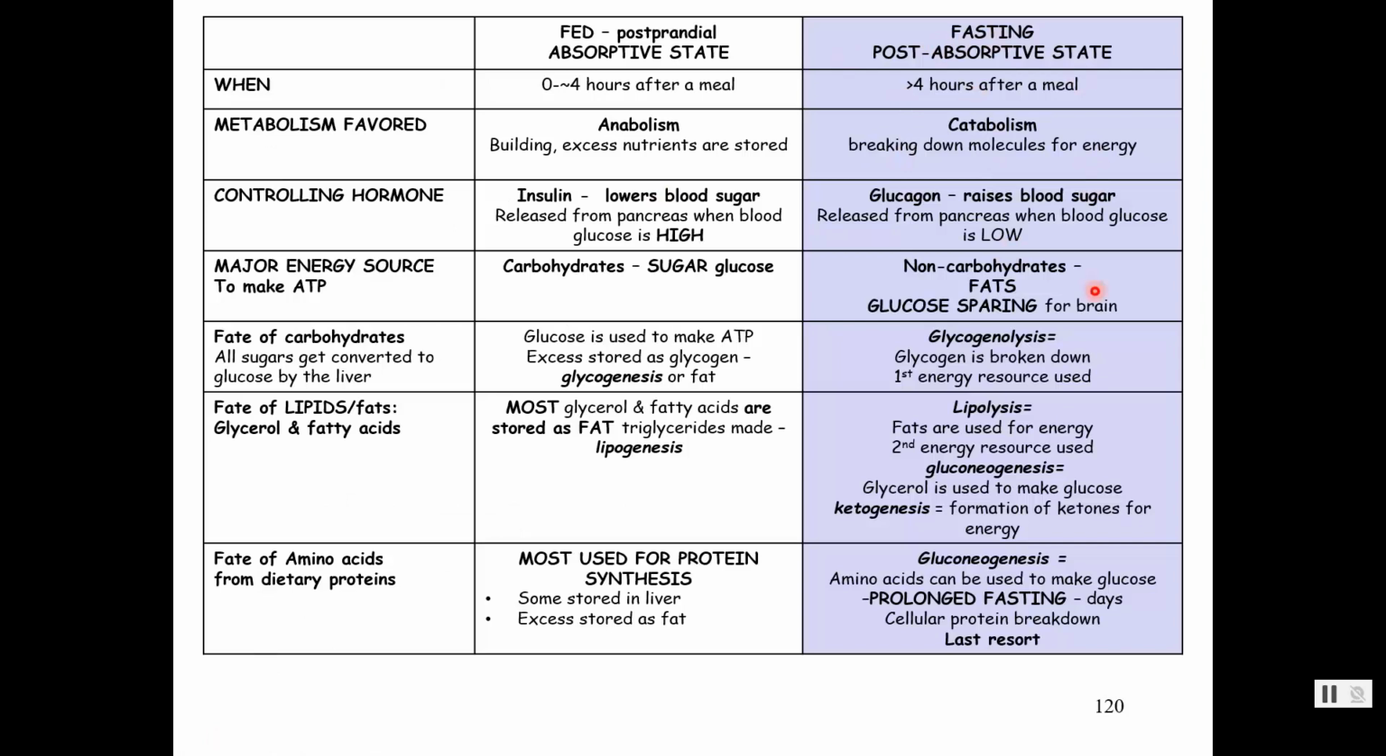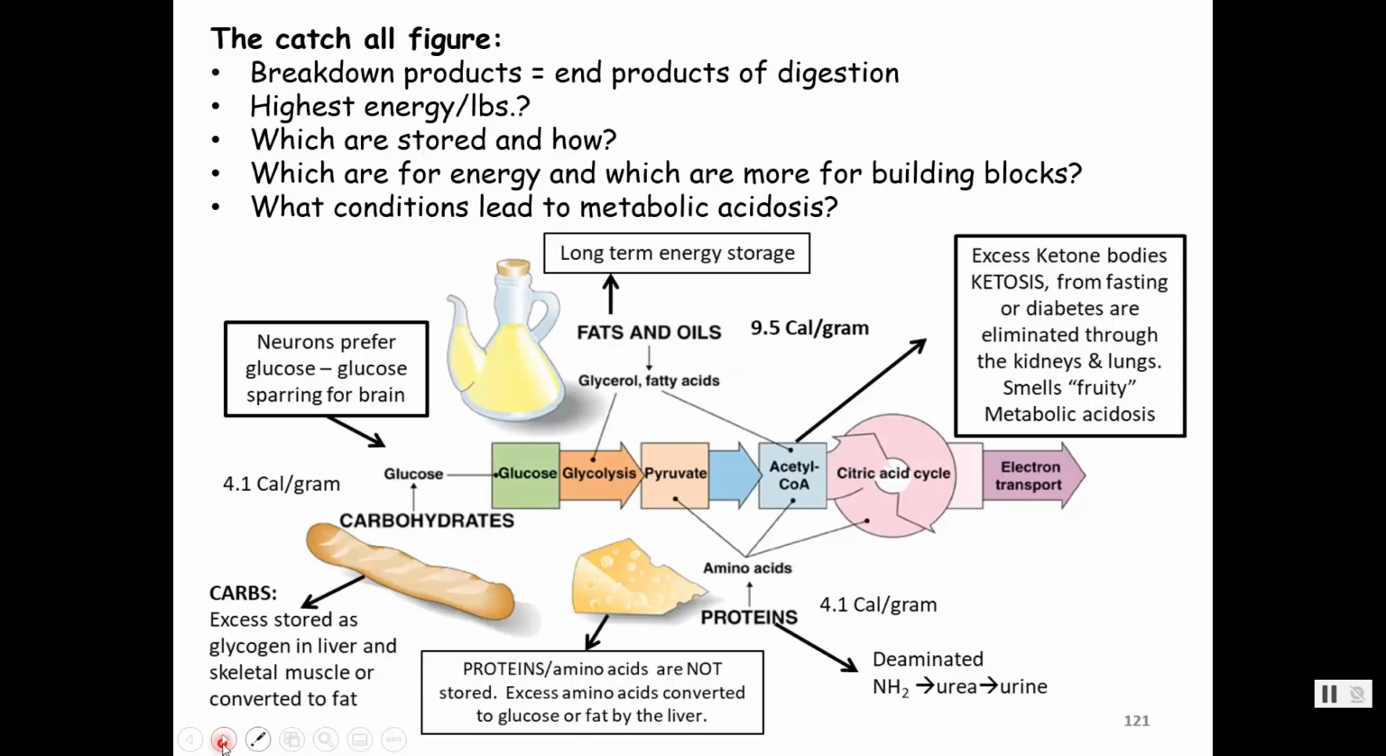All right, so hopefully you got all that from that. Ketogenesis, gluconeogenesis, prolonged fasting, days. When someone fasts, that's when they're going to start breaking down their proteins, and that protein is the last resort. Your body doesn't like wasting.